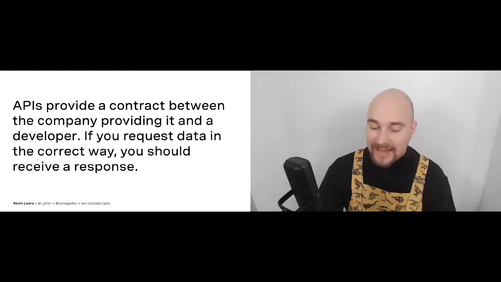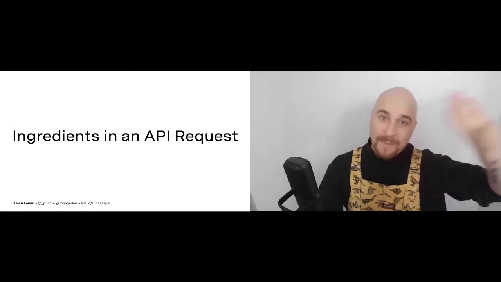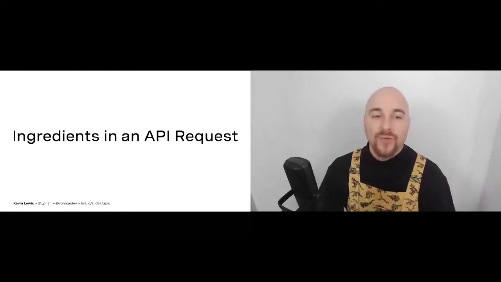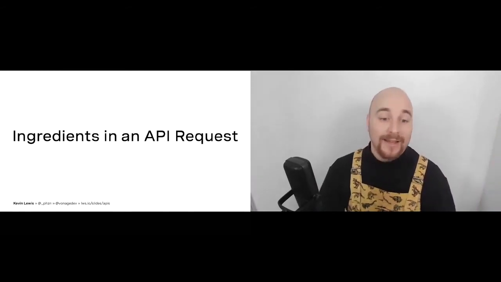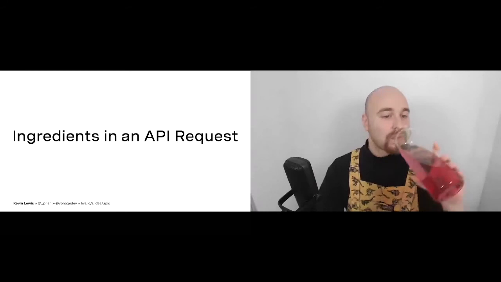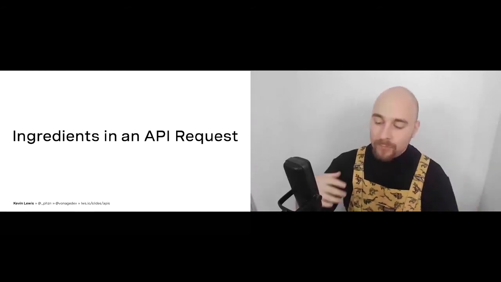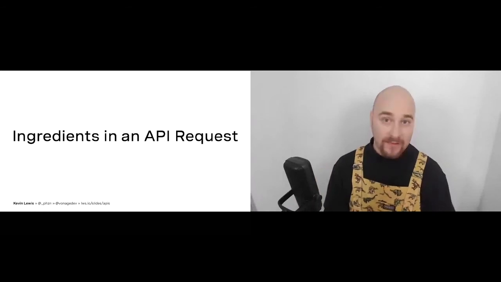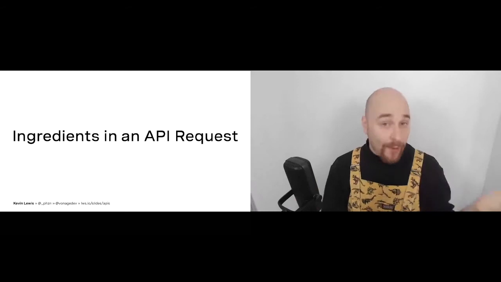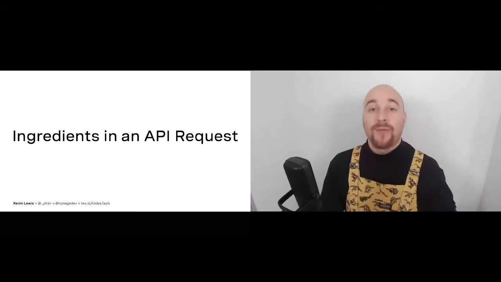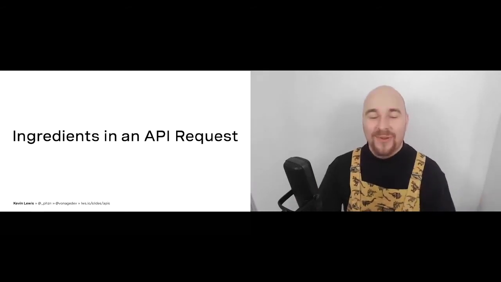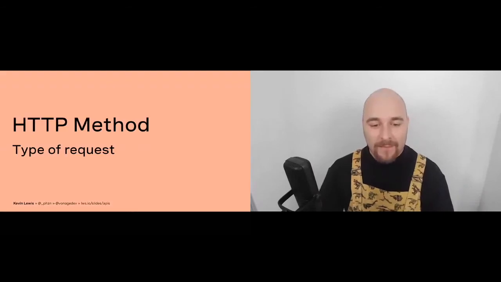So that is a quick understanding of what APIs are. Let's talk about the ingredients that go into an API request. Now, there are two that are always present in an API request. And there are two that aren't always there, but the API reference or documentation will tell you what you need for any given API.